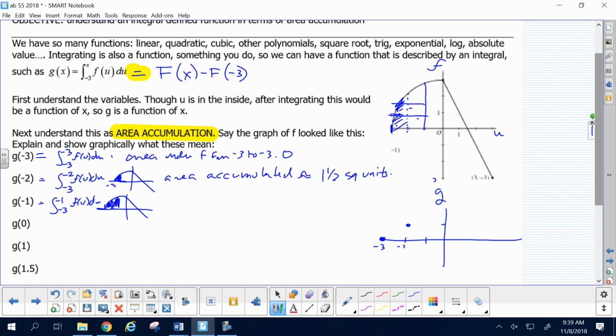Okay? So let's go on here. Something like that. Again, this is a ballpark estimate. You're not going to be asked to actually graph G. I'm just speaking conceptually. You with me?